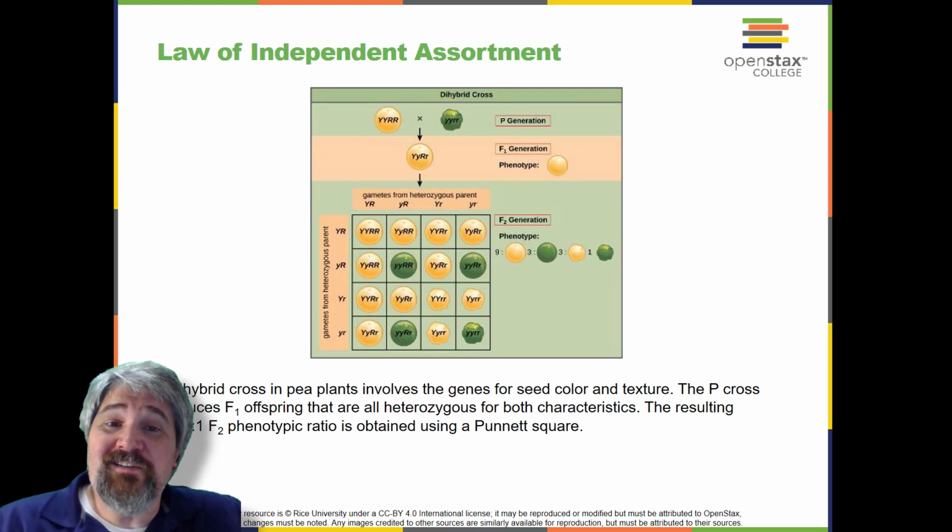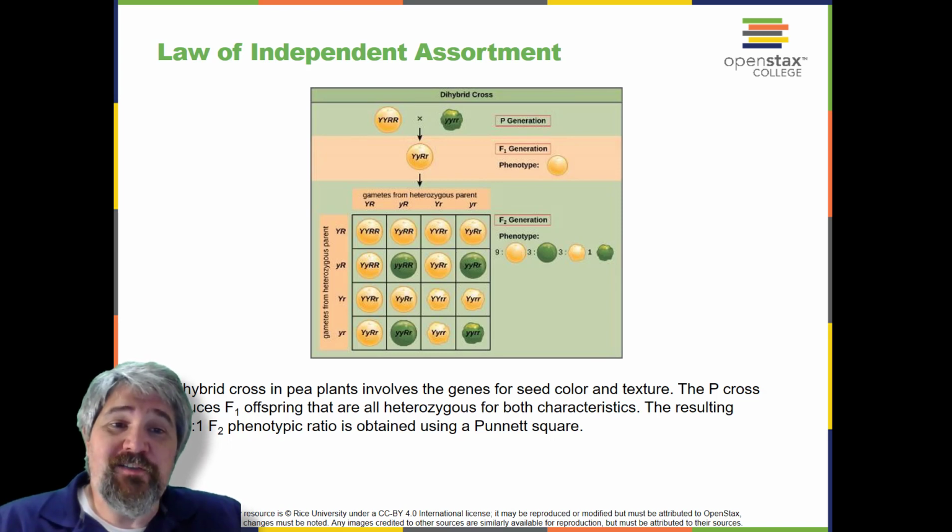Consider the characteristics of seed color and seed texture for two pea plants, one that has wrinkled green seeds, in which both traits are recessive, which requires an individual that is homozygous recessive for both traits, and another that has round yellow seeds, in this case homozygous dominant for both traits.